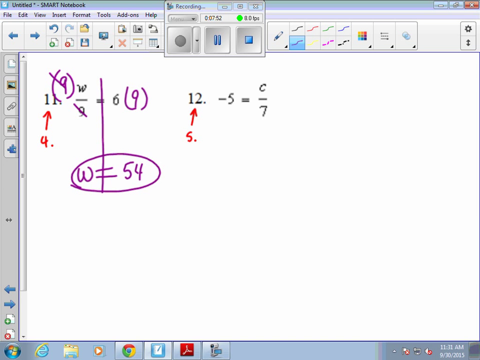Number 12 was the last one that fourth period wrote down. Number 5. Third period, copy it now. Negative 5 is equal to C divided by 7. You still want to get C all by itself. It doesn't have that. It has C divided by 7. You cancel out division of 7 by multiplying by 7. If you do it to the right, do the same thing on the other side to balance it. A positive 7 times a negative 5, opposite signs is going to be negative at the end. 7 times 5 is 35. C is equal to negative 35.